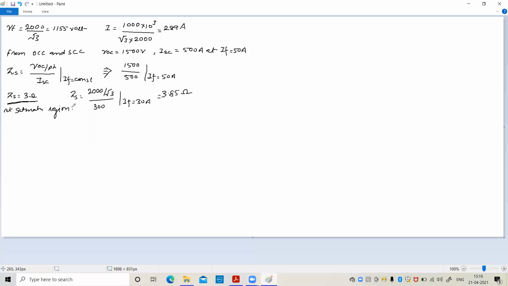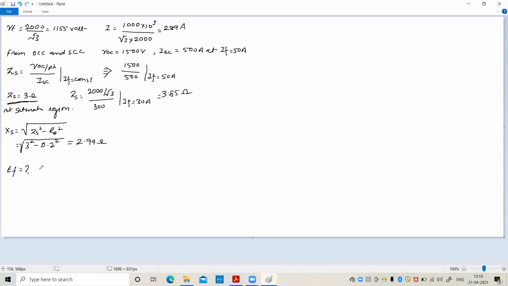So it is quite better to calculate this one. Now the value of excess synchronous impedance, synchronous reactance, is equal to the square root of ZS square minus RA square, which is equal to the square root of 3 square minus 0.2 square, and it is equal to 2.99. Now calculate excitation EMF.